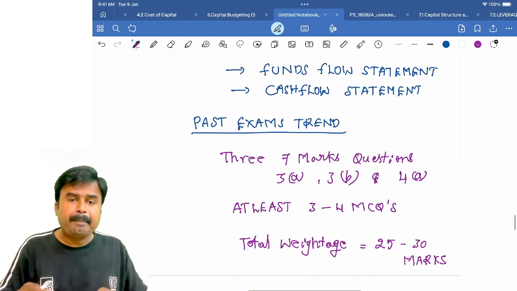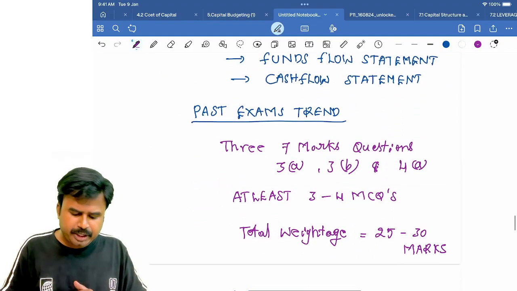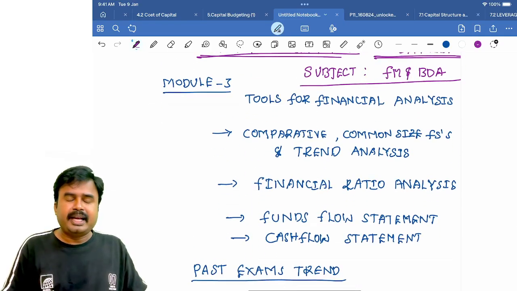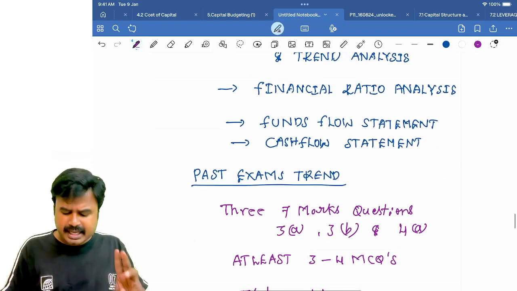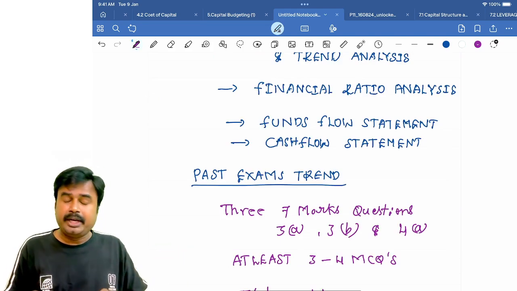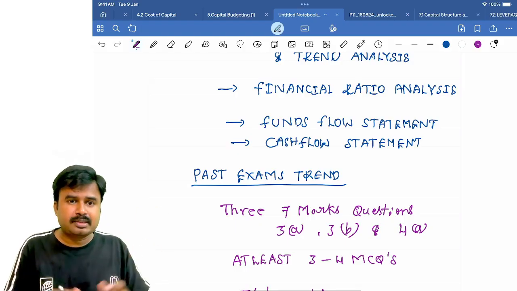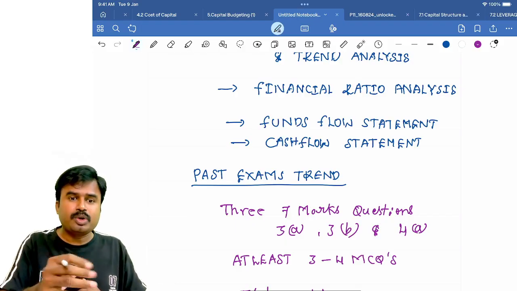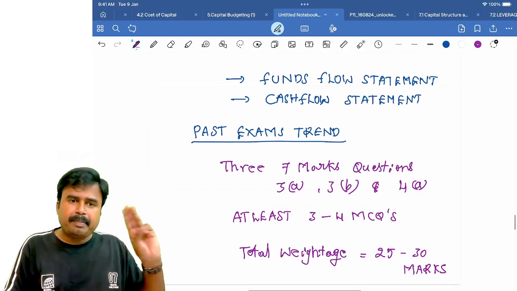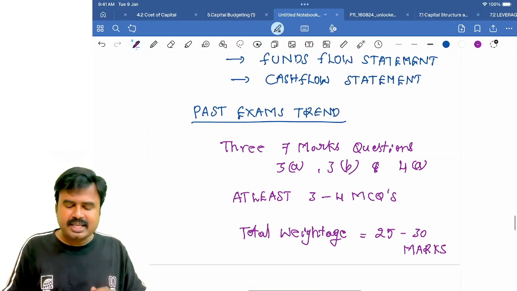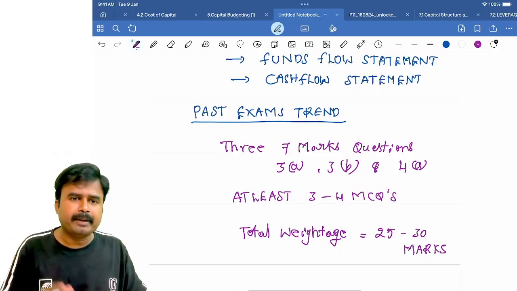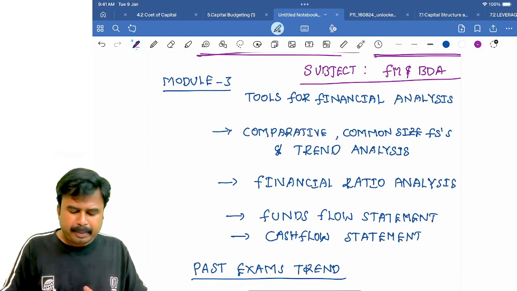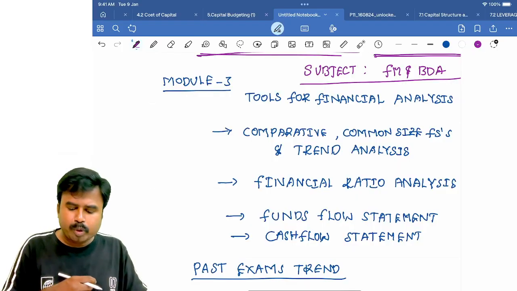Yes. So what is the past examination trend actually? You see, my dear students, from this chapter, the examination paper is giving you 3 questions of 7 marks each, and the question numbers are also fixed. If you look at the past 3 examination question papers, the question numbers are also fixed. Always from the past 3 examination question papers, you can see 3A, 3B and 4A. These 3 questions are related to this financial management paper, and especially module 3, tools for financial analysis.